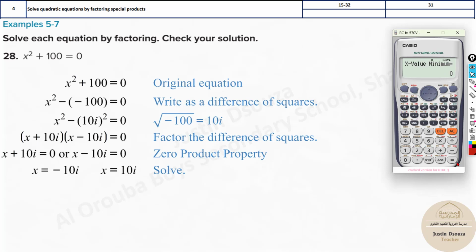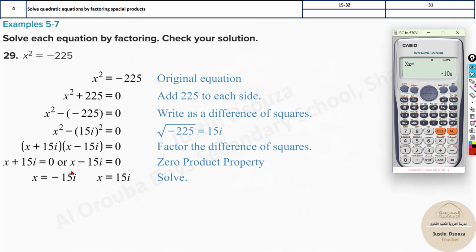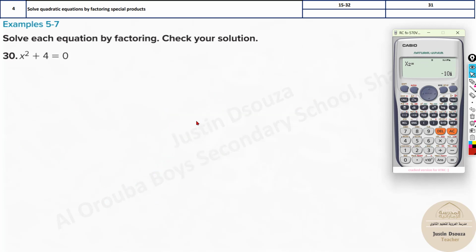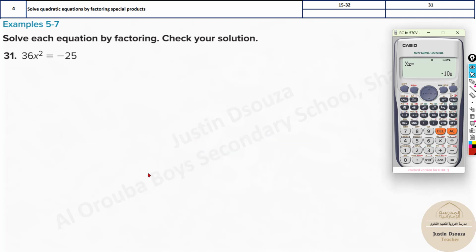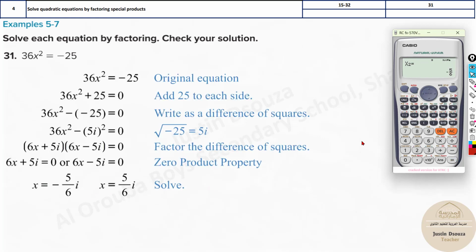If you do in calculator, let's see, it will be 1, 0, and last one is 100 plus 100. It's 10i minus 10i. That's it. And same thing over here. It'll be 15i and minus 15i. And few more questions. See, these are the answers. Over here, take the square root of this 2, but remember to write i, plus and minus. In this case, you have to make sure that you write the coefficient of x squared as 36, 0, and lastly we have minus 25. It's 5 by 6 minus 5 by 6.